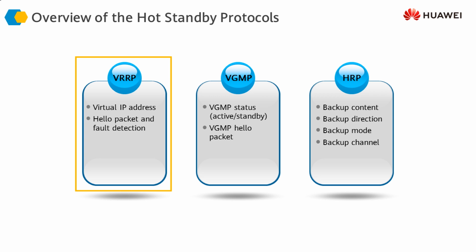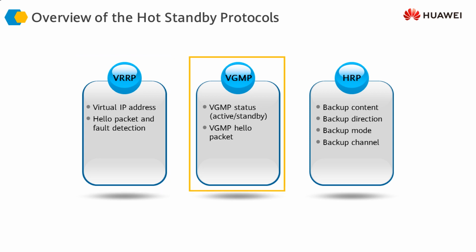How this is implemented is that firewalls A and B exchange hello packets with each other, and if firewall B, which is the standby firewall, does not receive any hello packets from firewall A, then it will automatically start forwarding traffic for the virtual IP address. Or in other cases, if firewall A's priority becomes lower compared to the standby firewall, even then the standby firewall will take over as the active firewall.